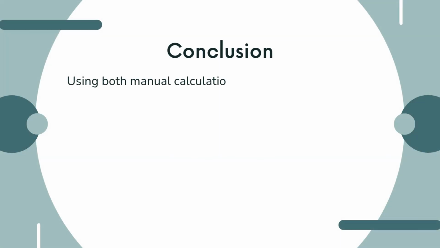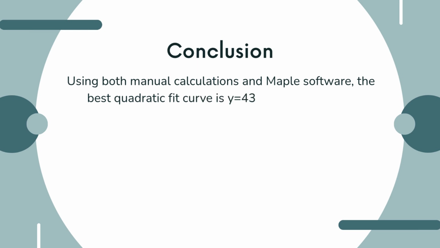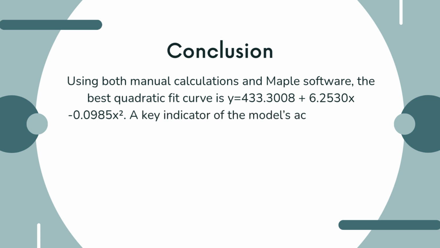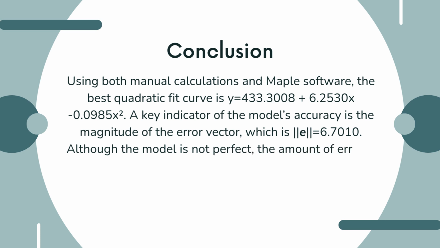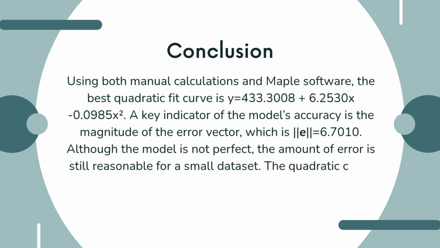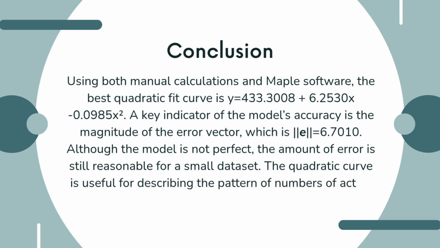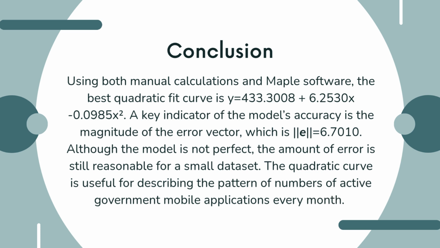Using both manual calculations and Maple software, the best quadratic fit curve is y equals 433.3008 plus 6.2530x minus 0.0985x squared. A key indicator of the model's accuracy is the magnitude of the error vector, which is 6.7010. Although the model is not perfect, the amount of error is still reasonable for a small dataset. The quadratic curve is useful for describing the pattern of numbers of active government mobile applications every month.